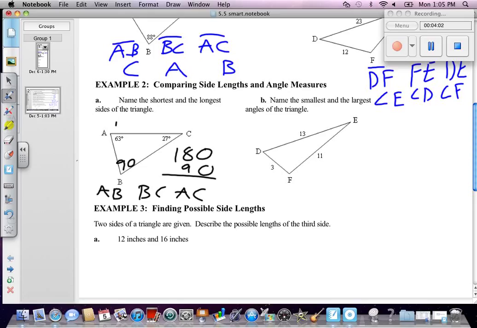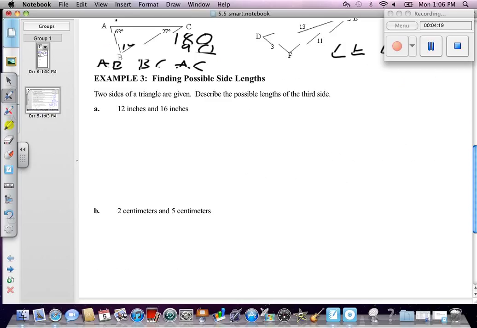What would be the smallest angle in triangle DEF? E. What is the next smallest angle? D. What is the biggest angle? F. Okay, let's move on. I see a pattern here.